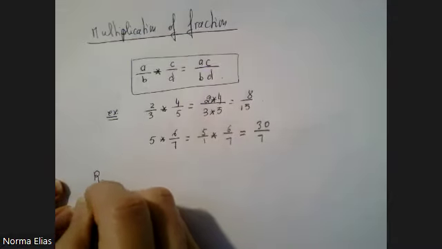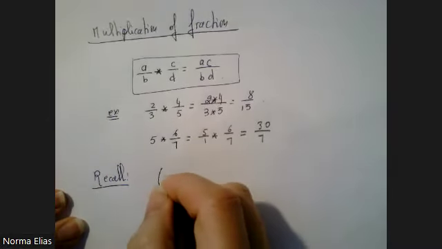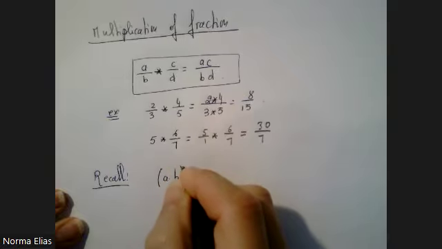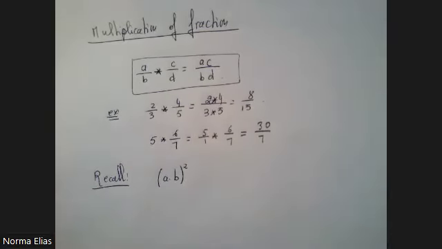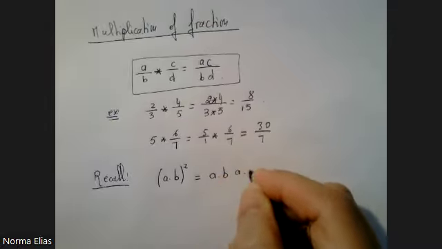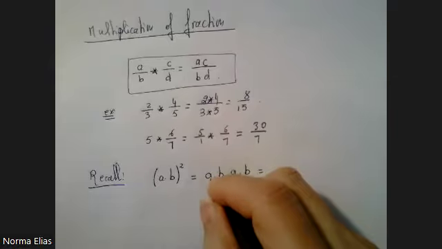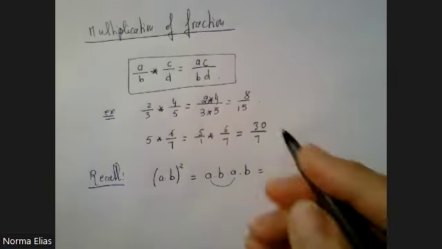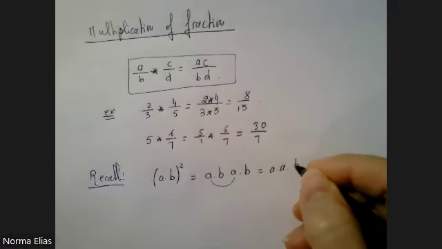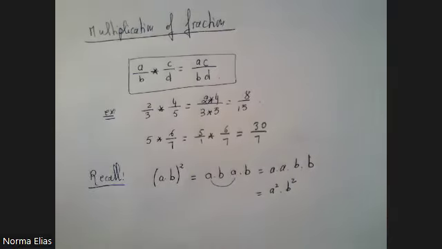Now, before I move any further, let us recall a fact, and this is something that came up in your quiz. Suppose I have the quantity a times b to the power 2. This is equal to what? It's a times b times a times b, correct? If I flip those around, commuting them, it's going to be a times a times b times b. It means a squared times b squared.